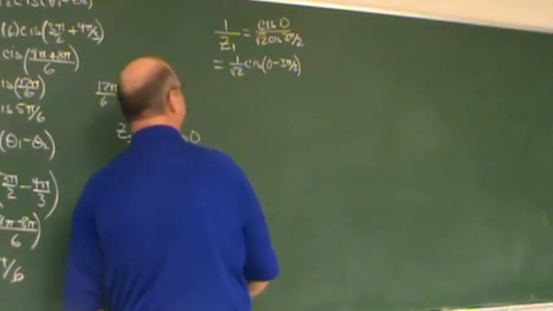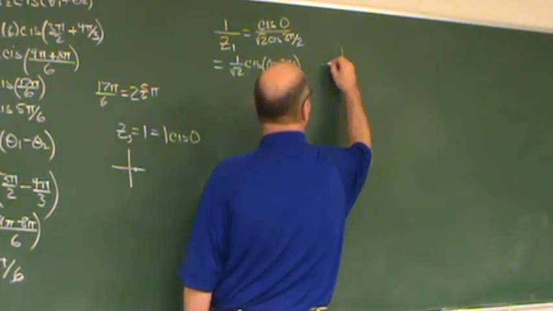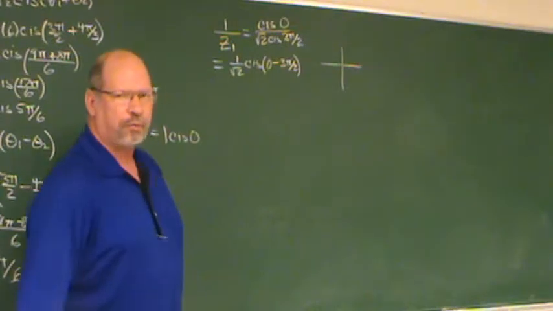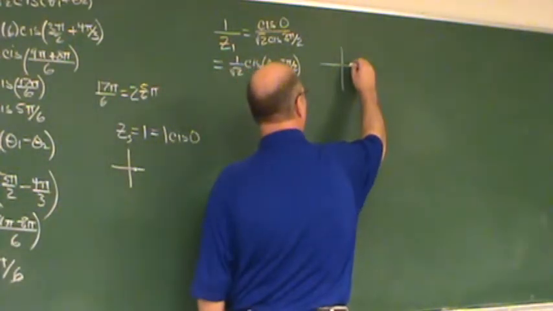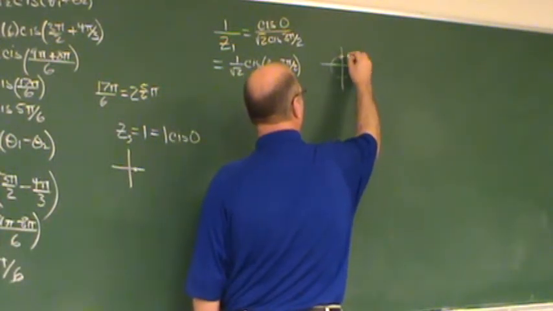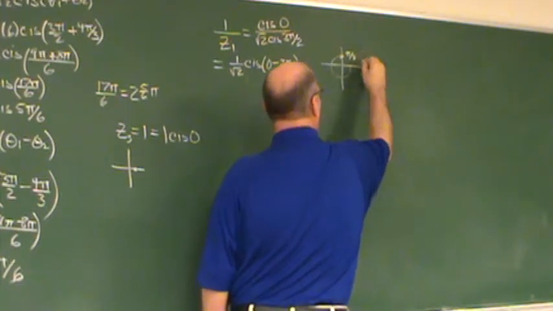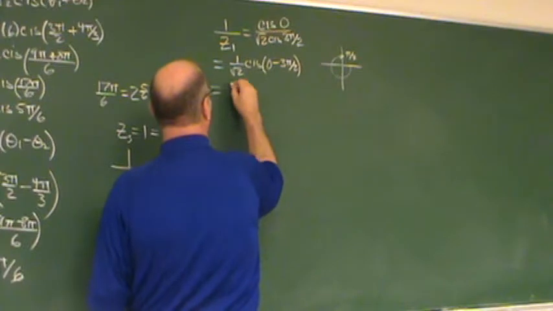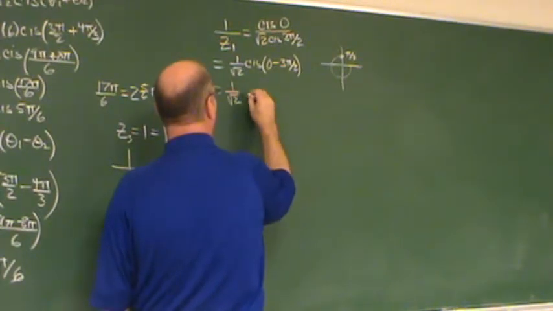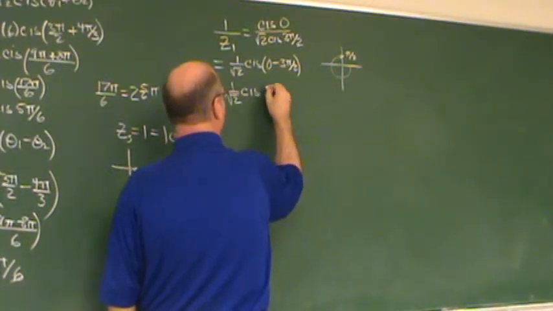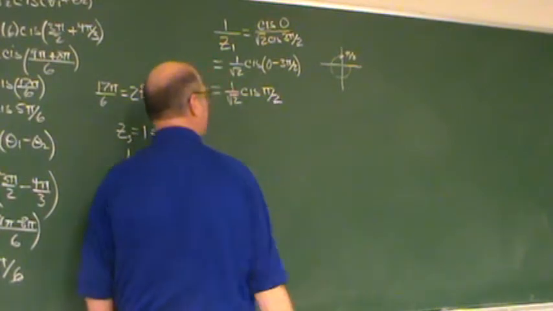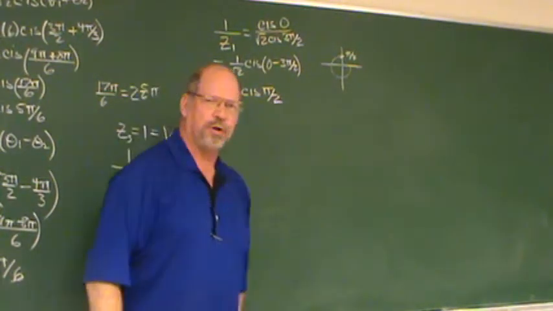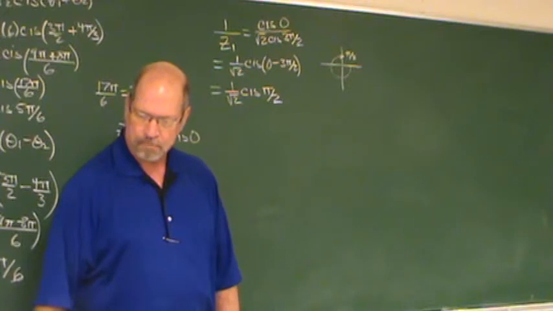Okay, now, here's the trick. Negative 3 pi over 2 means that we're measuring this way and puts you up here. In standard form, that becomes pi over 2. So what we get is 1 over the square root of 2 CIS of pi over 2. Just make sure you get your angles in standard position. Okay?